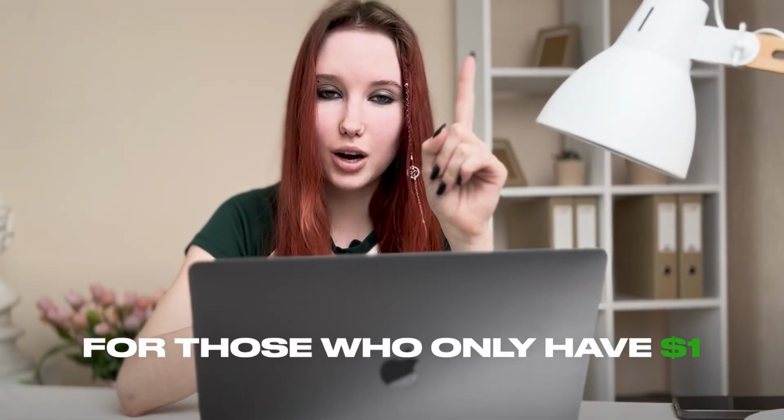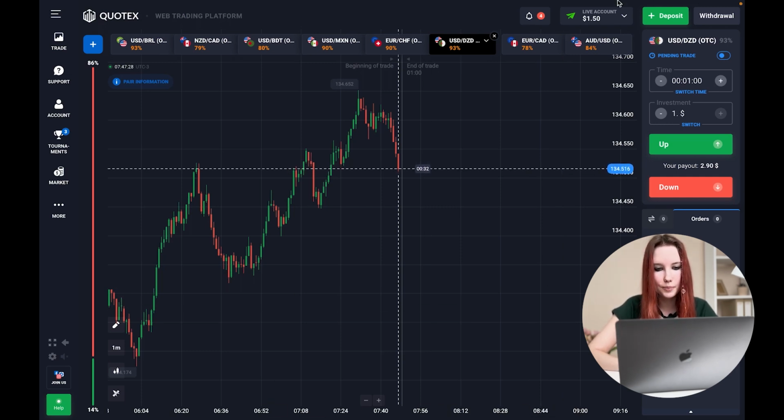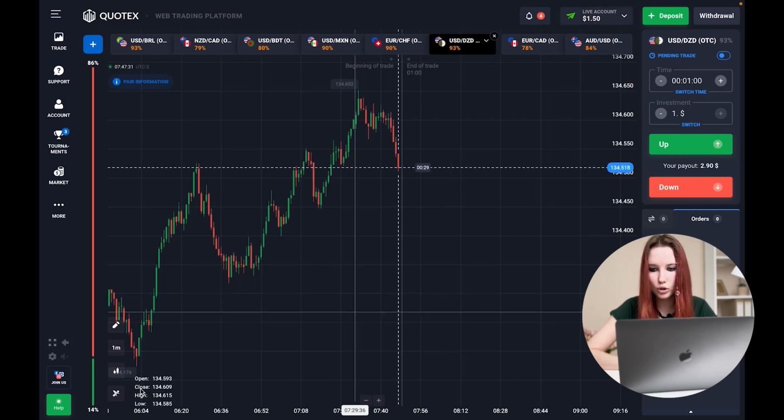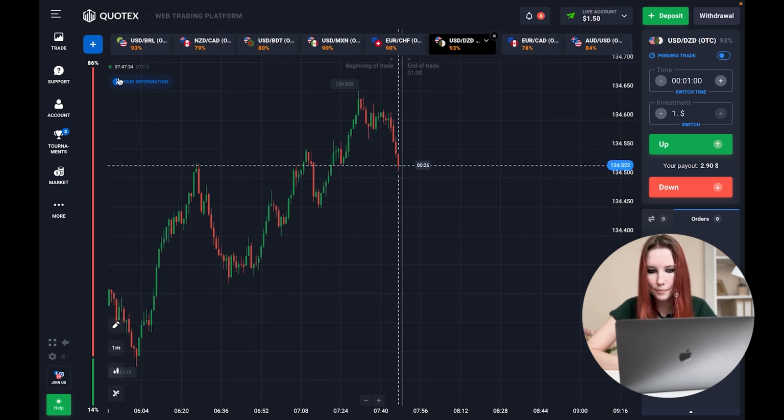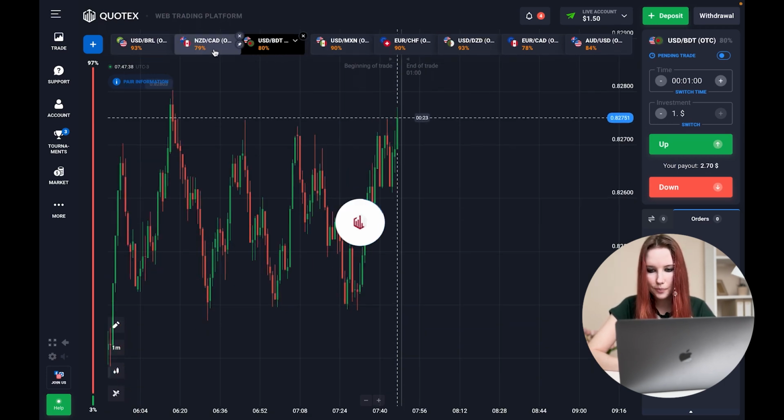Hello traders, and this strategy is especially for those who only have $1 in the account. So guys, let's go. Today we're trading on the Quotex exchange, and as you can see I only have 1.5 in my account. The currency pairs I've already added are in pretty good situations, and we can watch them together. Yes, look at this flag on this currency pair.